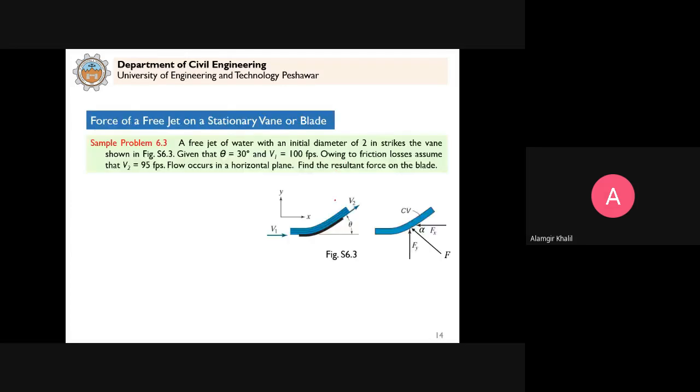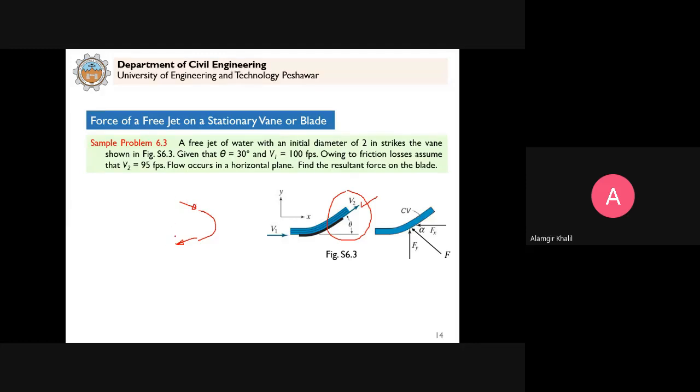Earlier we saw that whenever we calculate the forces, we have velocity diagrams. For example, in this case, the velocity is horizontal. And in here you see that the velocity makes an angle theta. Similarly, we can have a vane where the fluid enters with a velocity that makes an angle theta. It will have two components, and similarly the fluid leaves this vane with two components.